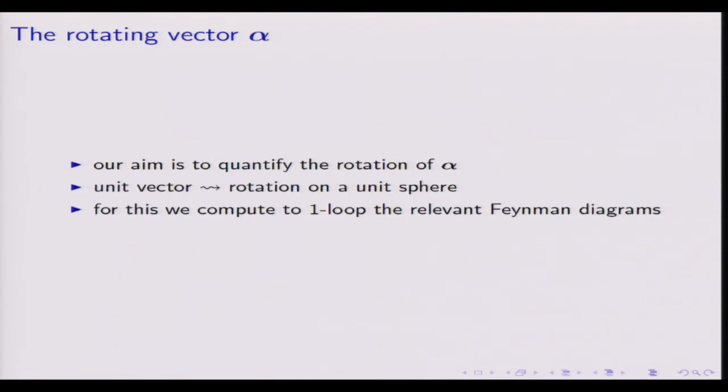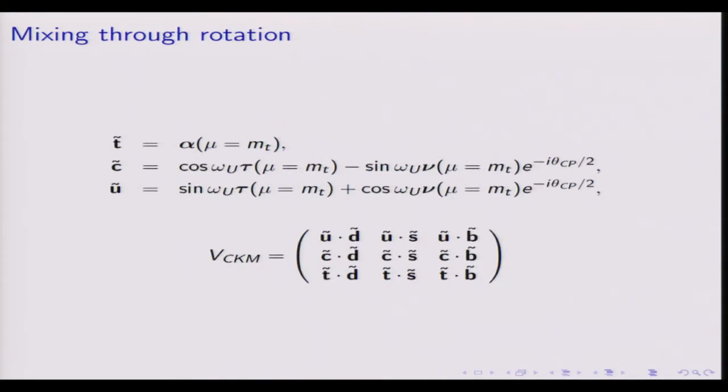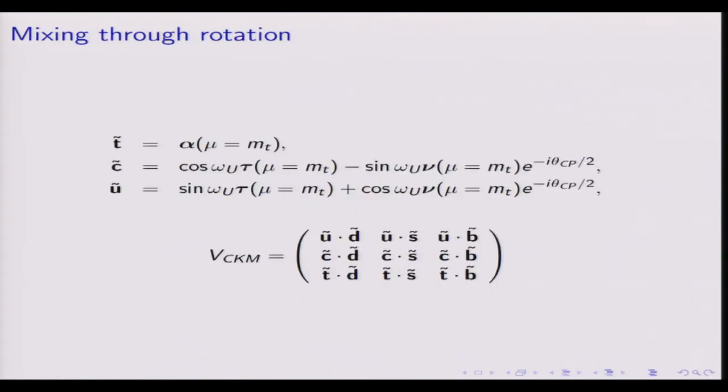The rotating mass matrix: our aim is to quantify the rotation of alpha, which is a unit vector, so the rotation takes place on a unit sphere, and for this we compute the one-loop relevant Feynman diagrams. I'm just showing you that there are actual formulas for the lower-generation masses and the mixing, but I won't go through them. You can see that on these vectors there is a phase that appears. Therefore the CKM matrix is in general complex, and so there is the KM mixing CP-violating angle.